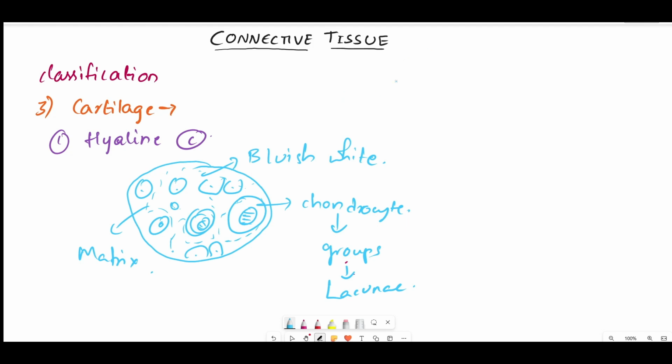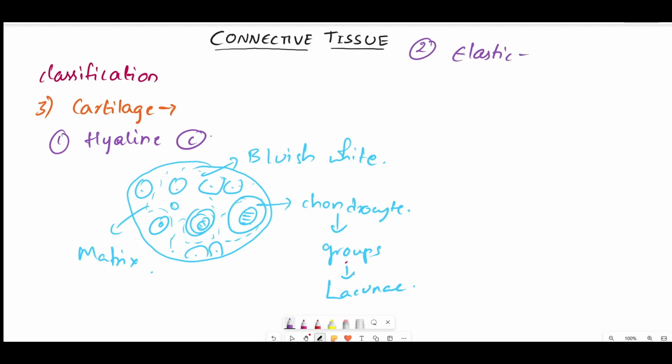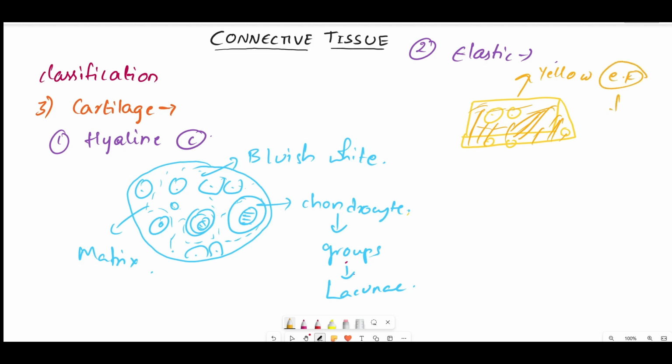Now let us see the second one. The second one is the elastic cartilage. In the elastic cartilage, we will be having the yellow elastic fibers. They will be helpful for maintaining the shape of the organs. This part we will be calling the cartilage cells. These are the yellow fibers. So that is about the elastic cartilage.